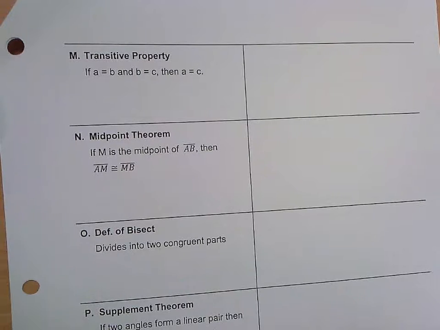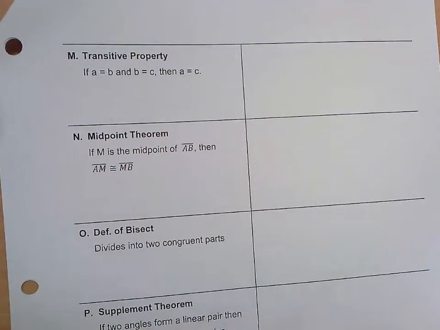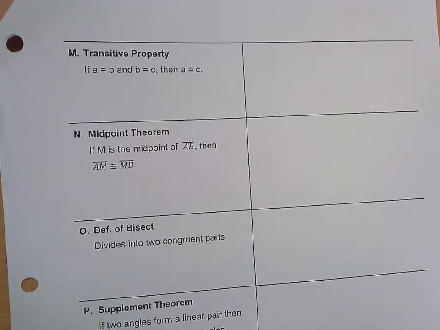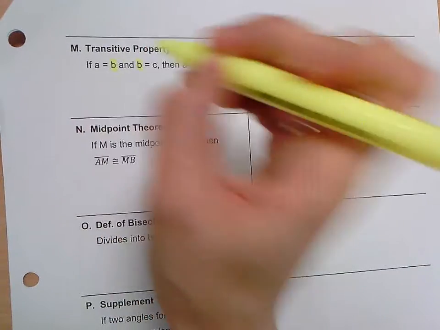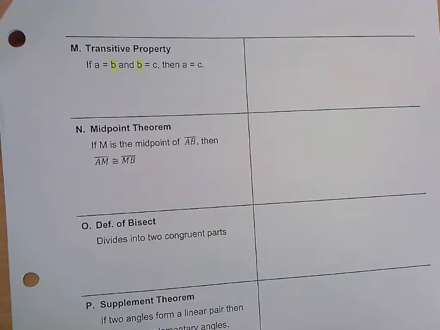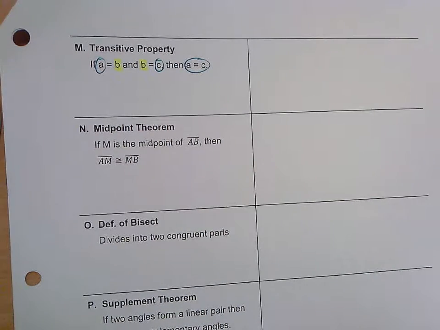Transitive property. This one just comes up a lot. I feel like it comes up a lot too in standardized questions. This is where you have 3 numbers or quantities. So it says if A is equal to B and B is equal to C, then A is equal to C. So notice A and C are both equal to B, then they must be equal to each other. If they're equal to the same thing, they must be equal to each other.